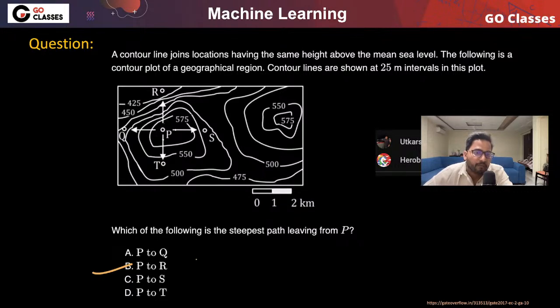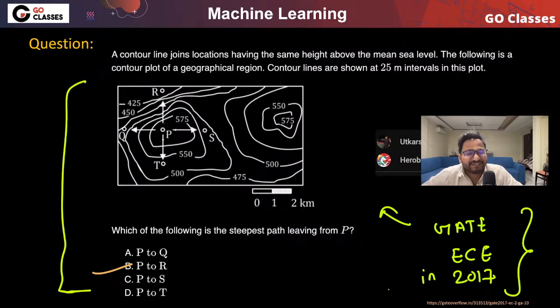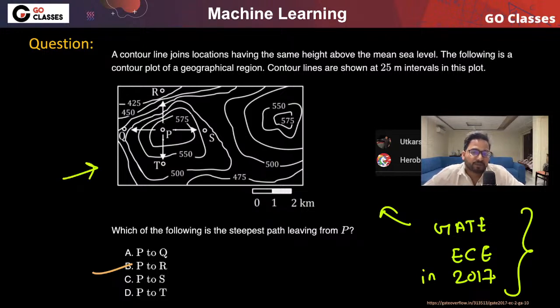By the way, this question has been asked in GATE electronics in 2017. Interestingly, they asked this question as a part of aptitude. But here in machine learning also contours are very much used, so we need to study them as a part of a technical subject. But yeah, contours are one of the aptitude things for a few engineers.